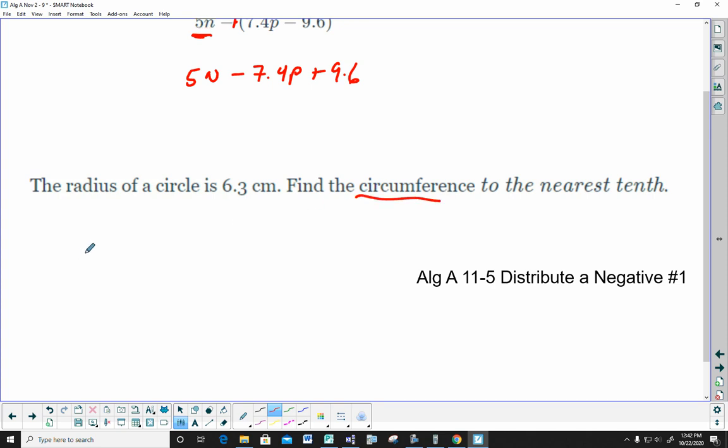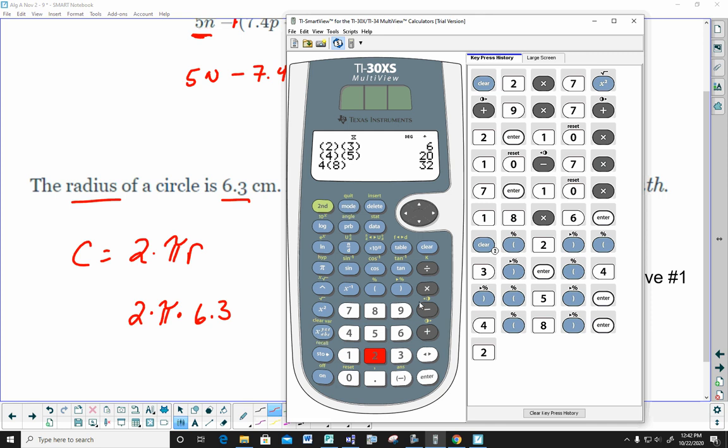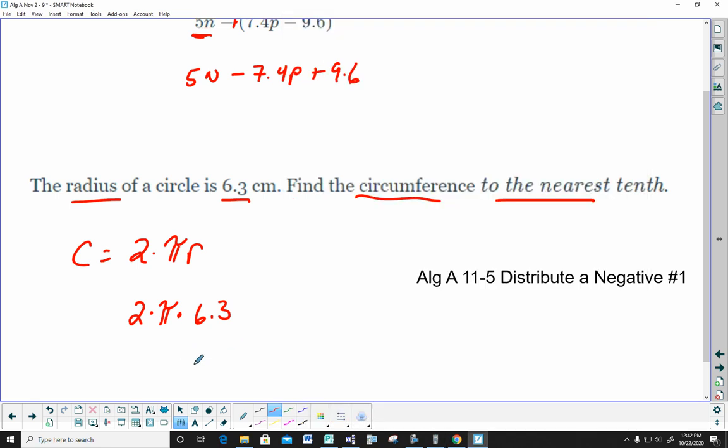Now you're also going to have some review problems. Circumference. You have to remember how to find circumference: 2 pi r. They're telling you the radius, and the radius is 6.3. So 2 times pi times 6.3. Round to the nearest tenth. So you're just going to type it in your calculator. You see it, 2 times pi times 6.3. So 39.58. Round to the nearest tenth. So you're looking at this number. It's 5 or bigger, so your answer is 39.6.